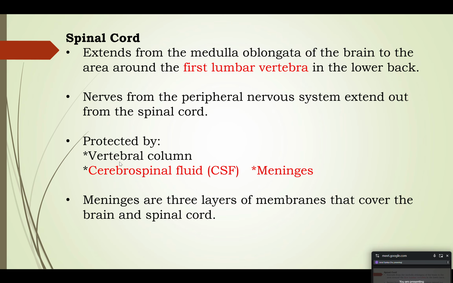Okay, so the spinal cord is protected by the vertebral column, and within the spinal cord, you have the cerebrospinal fluid, and then it is protected by the meninges as well. So meninges are the three layers of membranes that cover the brain and the spinal cord.